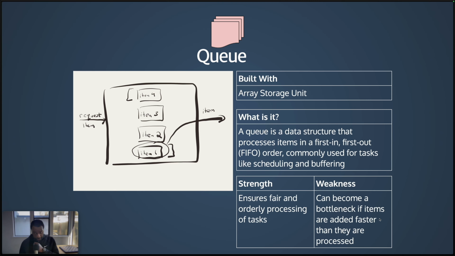Now, the weakness, though, is that it can become a bottleneck if items are added faster than they are processed. If you have 7 services putting stuff in the queue and only one worker taking it out, it may just get larger and larger and larger, and that can end up being a problem. So again, even the queue has its strengths and weaknesses.